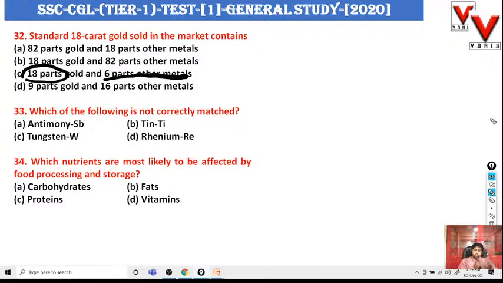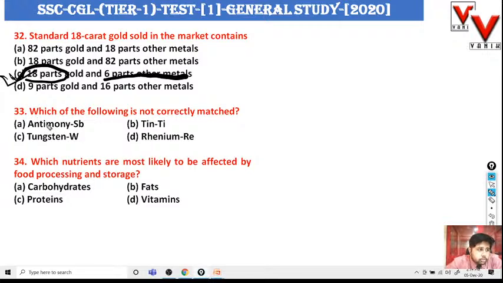Alright, so we go for the alloy of gold, which is used as ornaments. So 18 parts of gold and 6 parts other metals are used over here. Hope it is clear. It's quite a factual kind of question, but nothing much to discuss on it. So go by option C. That is your correct answer.